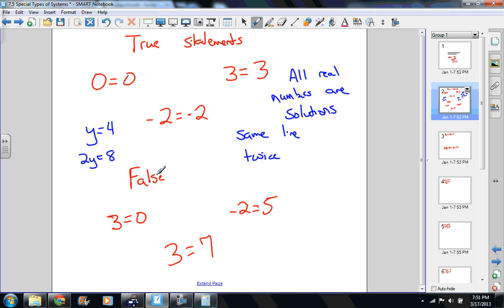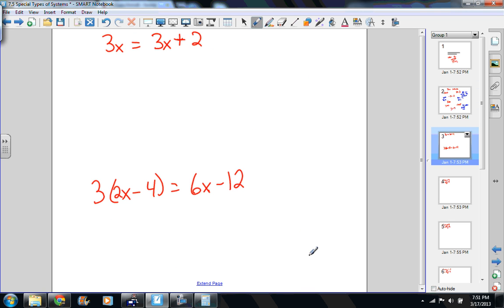If we have a false statement, 3 equals 0, -2 equals 5, 3 equals 7, something like that, that means that there are no solutions, or the lines don't intersect, which means they're parallel lines. So you need that for what we're working on. Alrighty. So here's a couple problems.